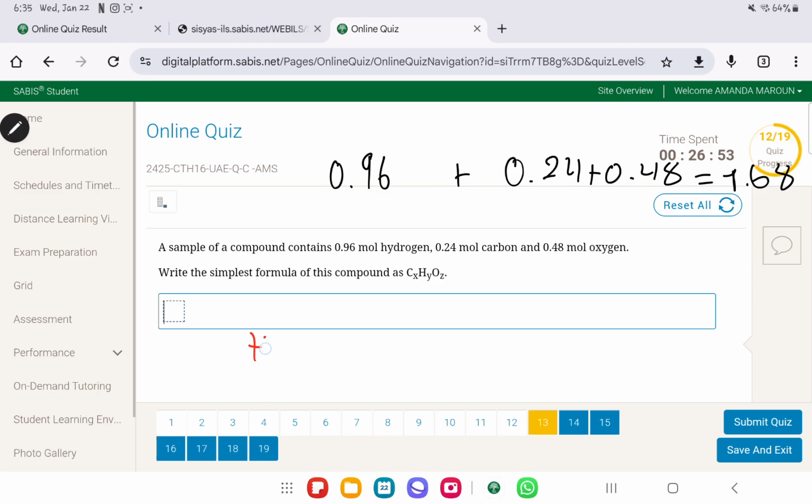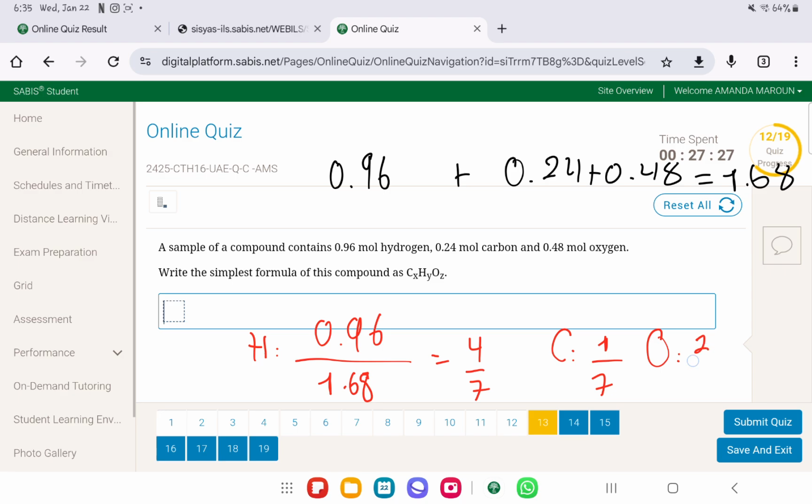Okay? Now what am I gonna do? I'm gonna take hydrogen by itself. I will take the number of moles of hydrogen divided by the total. Okay? And I am gonna get 0.96 divided by 1.68. I'm gonna get 4/7. For carbon, let us do the same. So for carbon, it is 0.24. So it is 1/7. And finally, for oxygen, it is 0.48. So it is 2/7.